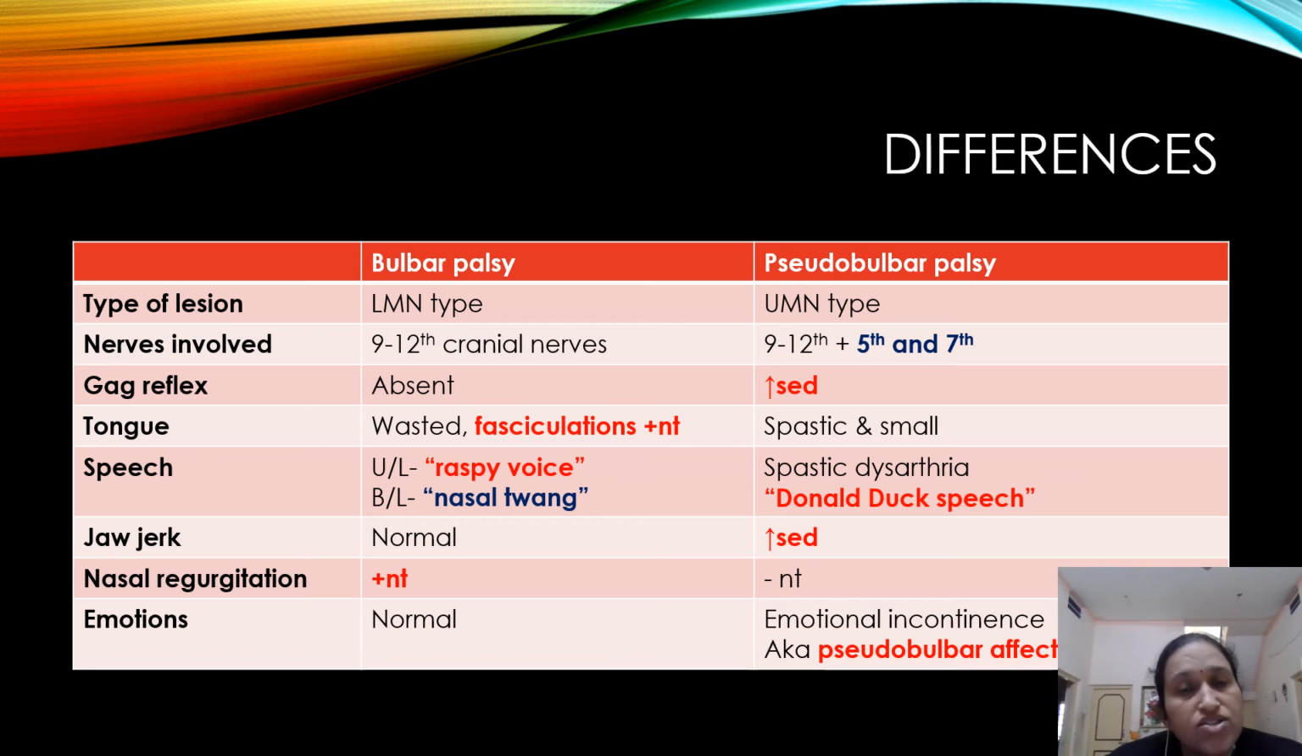Then jaw jerk is normal in bulbar palsy, while it is exaggerated in pseudobulbar palsy. Nasal regurgitation is there in bulbar palsy and it is not there in pseudobulbar palsy. And then a very important point is emotions. They are normal in bulbar palsy, but emotional incontinence in the form of excessive laughing, suddenly followed by excessive crying episodes, or labile affect, is there in pseudobulbar palsy, and this is also called the pseudobulbar affect.